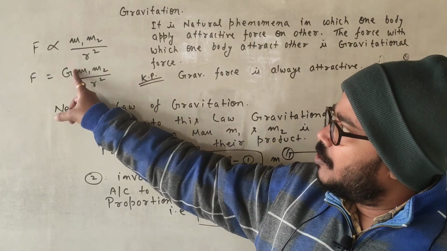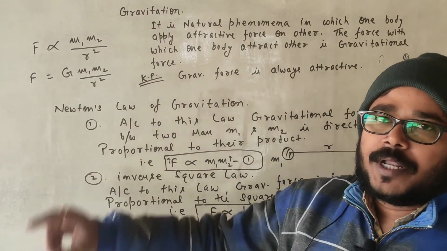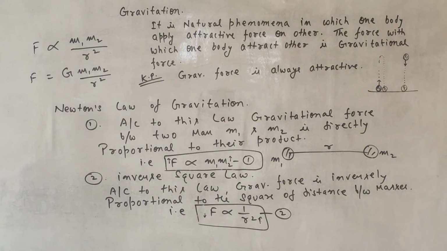Why is it called the universal gravitational constant? Because its value never changes and never depends on the location. In any corner of the universe, the value of the gravitational constant is always the same.